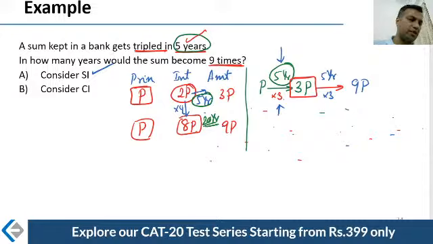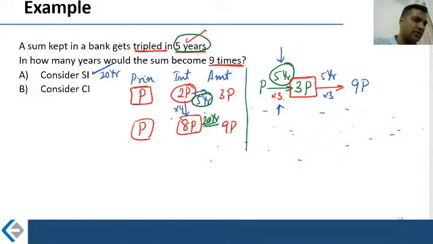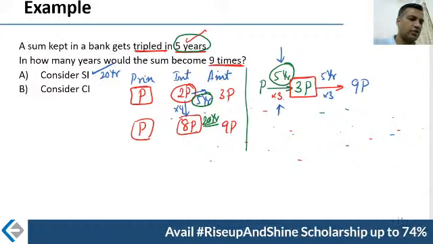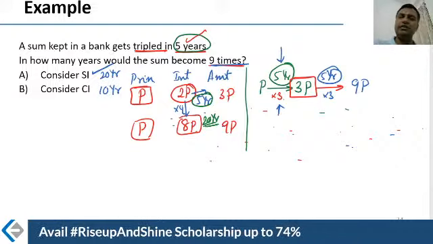Now, in the first case you said 20 years. 20 years it requires to become 9 times. Whereas in the second case, what are you trying to say? You are saying 5 years plus 5 years. You are saying that 10 years is enough for this.